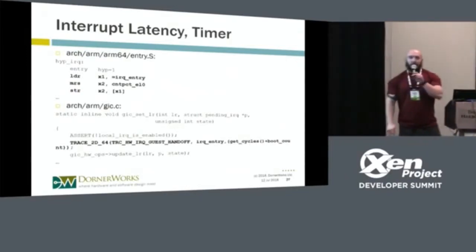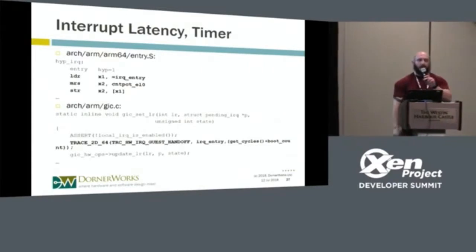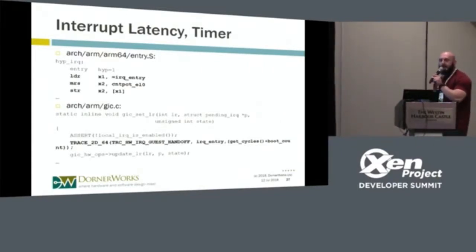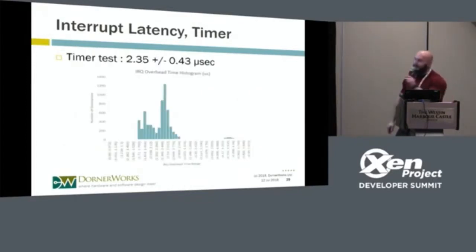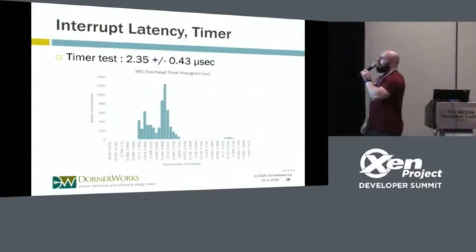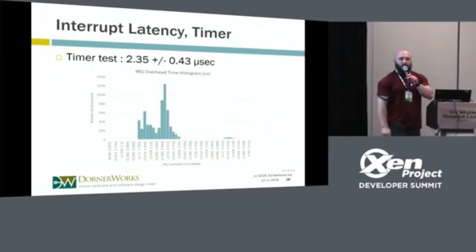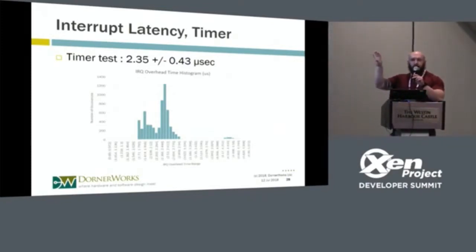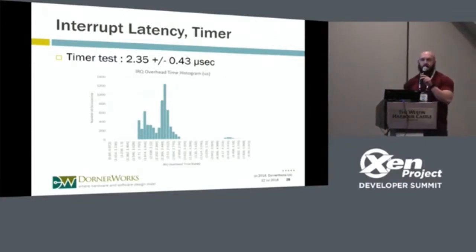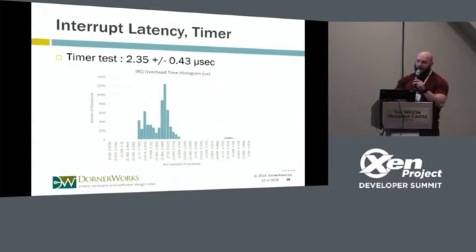First was we just plain timed it. So we put trace timestamps into the interrupt handling routines and measured how long the interrupts took to execute. And from that, we get about 2.35 microseconds of overhead that Xen provides. So this isn't the entire interrupt processing time. This is just the amount of time that Xen itself contributes that would not be present in a native environment.